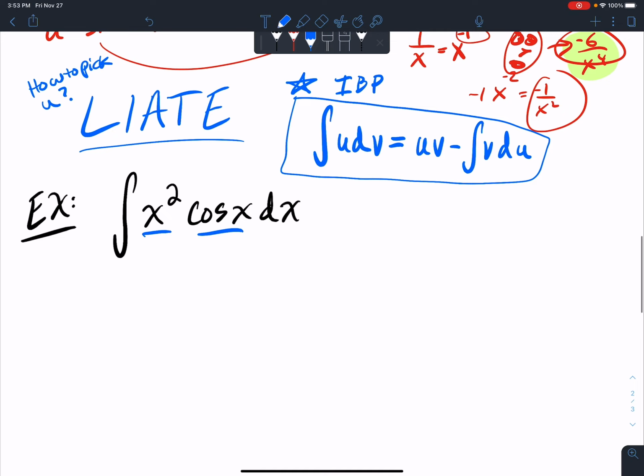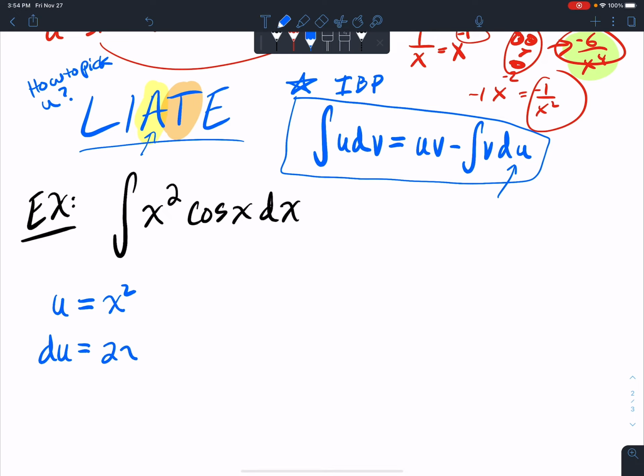So let's see if we can do this, since we do have a product going on here. If we use the LIATE, I have an algebraic expression, A, but I also have a trigonometric expression, T. So what comes first? Well, the A comes first, so I'm going to use u equal to x squared. So what does u equal to x squared get me? Well, I need to know what du is, and that is 2x dx.